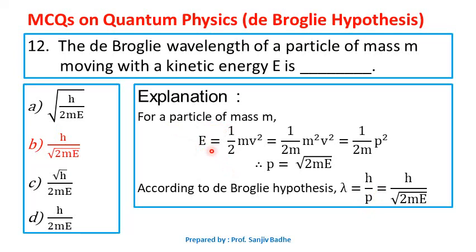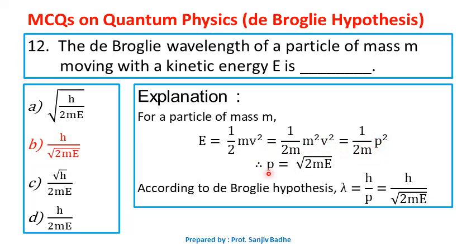Kinetic energy of a particle is given by 1 by 2 mv square, where m is the mass of the particle and v is the velocity with which the particle is moving. Let us multiply and divide by m. We can write it as m square v square upon 2m. That is nothing but p square upon 2m, because this m square v square can be written as p square.